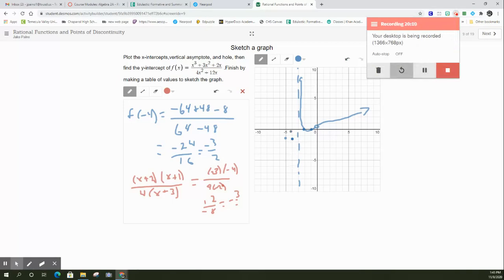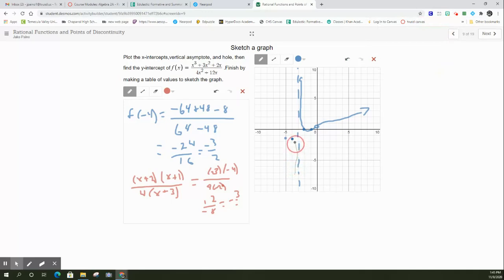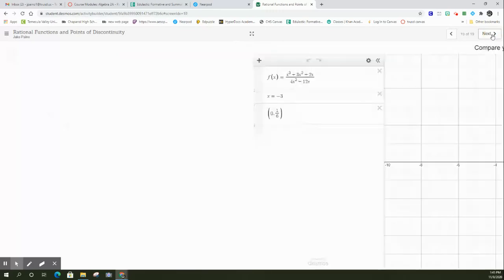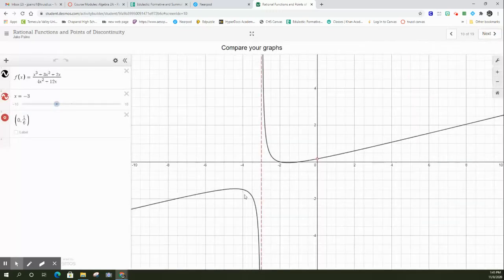Since that end behavior is going up, that's going to tell me that here it is going to go a little bit above it. Remember, we can't go through the x-intercept again, and back down. Okay, so I got a graph like that. Okay, we can compare. And that looks pretty darn good.